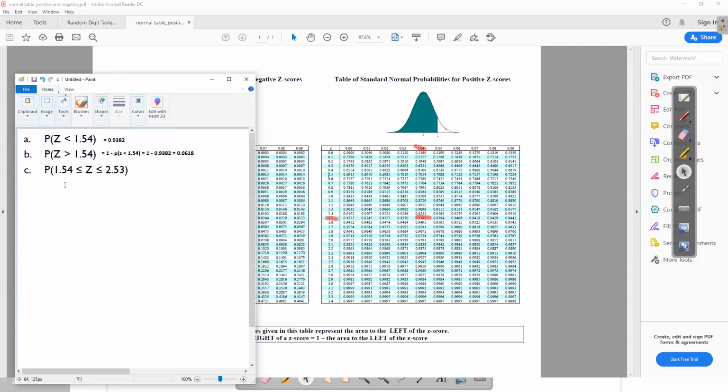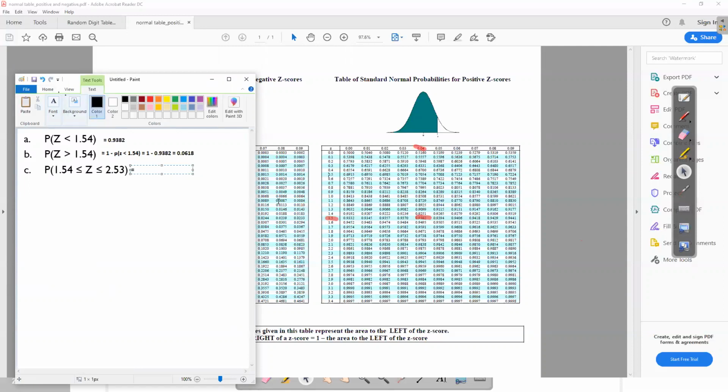And the next one, probability of Z between 1.54 and 2.53. So we need to convert it, right? The probability of Z smaller than 2.53, subtract the probability of Z smaller than 1.54.